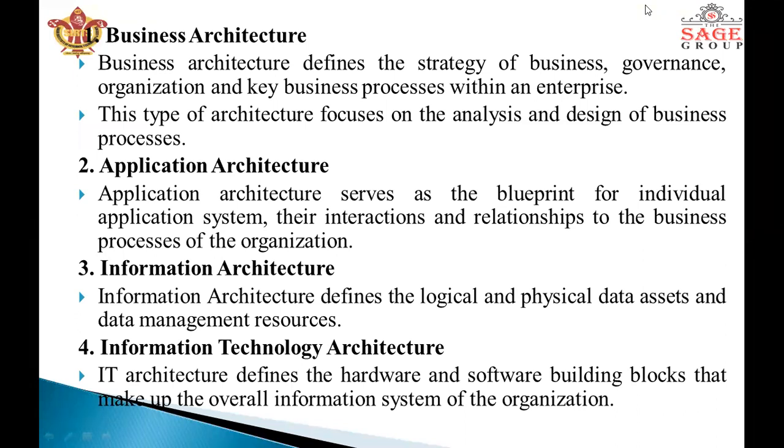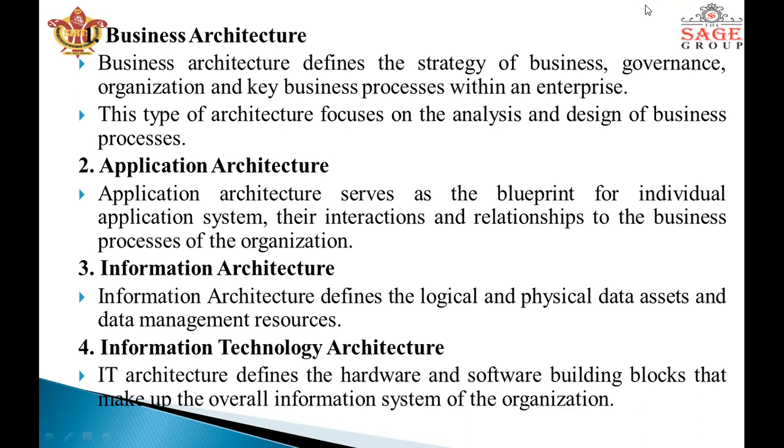So here you can see the business architecture defines the category of business governance, organization, and key business process within an enterprise. And also you can say that this type of architecture focuses on analysis and design of the business process, right? And application architecture serves as the blueprint for individual application systems, their interaction and relationship to the business process of an organization.